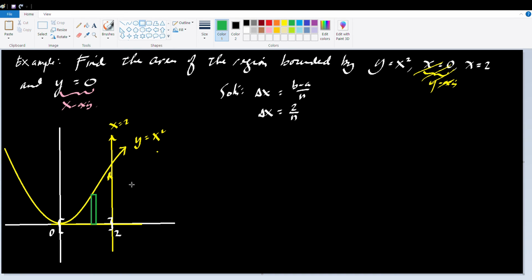Okay, so there. This is the absolute minimum value, and that is our f of mi. So the interval is from x sub i minus 1 up to x sub i. Our x sub 0 is 0. Our x sub n is equal to 2. So we're just indicating the ith element. This is the ith element.